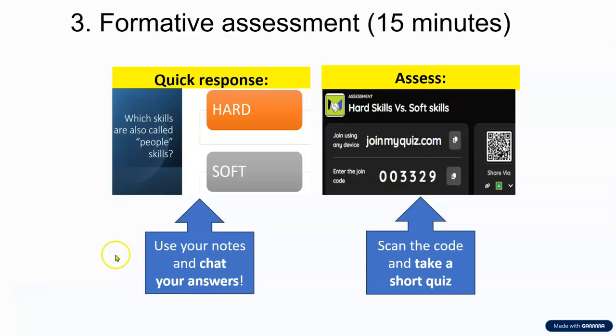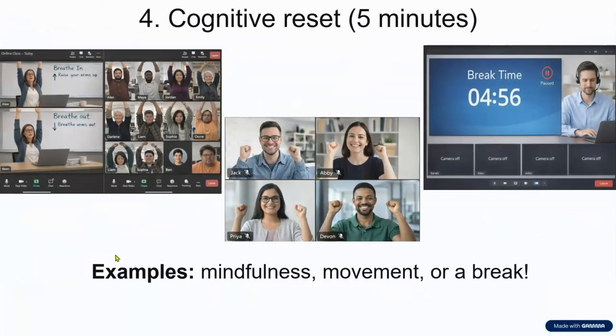So after a few learning activities, it may be time to include a cognitive reset. Online learning requires a lot of concentration, especially when students are looking at a screen for long periods of time. A short reset might be a 2 or 3 minute stretch break, a movement activity, or simply a brief pause, a break where students can step away. Students can refresh their attention and return ready to learn.